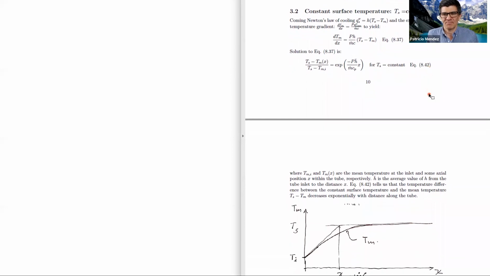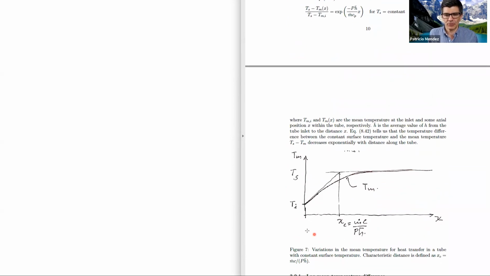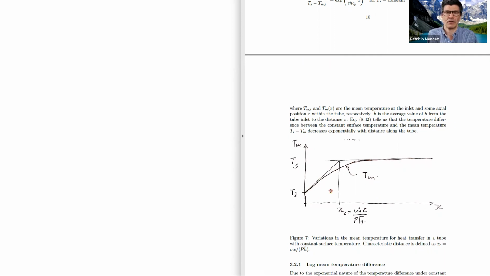We also saw the case in which the tube has a constant surface temperature. And if it has a constant surface temperature, the temperature difference between the tube and the fluid is going to be changing constantly. And as we discussed before, it is in this case that we use the concept of delta T log mean.